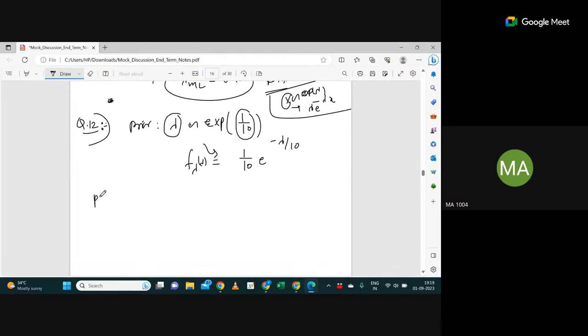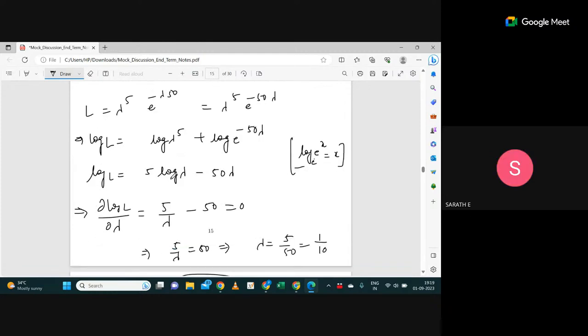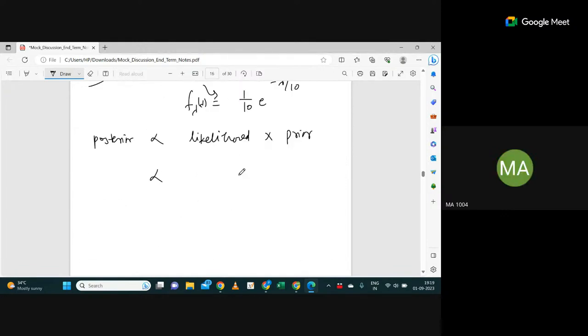So that means I can call it f of lambda. Now, what is the posterior? The posterior is proportional to likelihood times prior, right? And what did we get for the likelihood? Lambda power 5, e raised to minus 50 lambda. This is the likelihood.